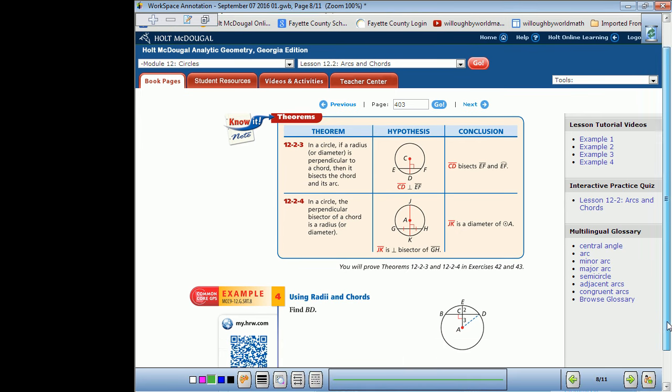Alright, now, this one. In a circle, if a radius or diameter is perpendicular to a chord, so a radius perpendicular to a chord, then it bisects the chord and its arc. So it bisects that and it bisects the arc.